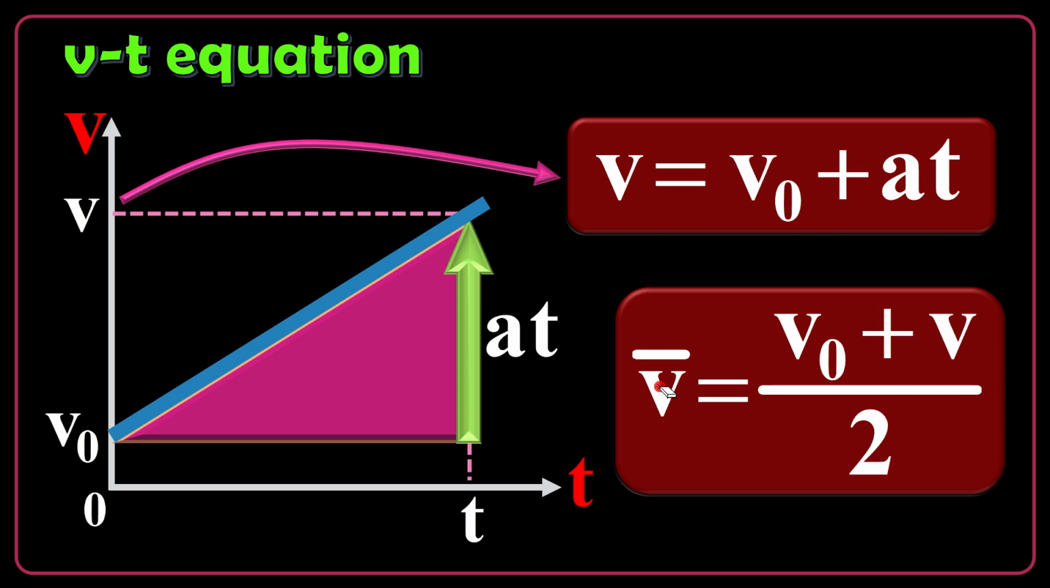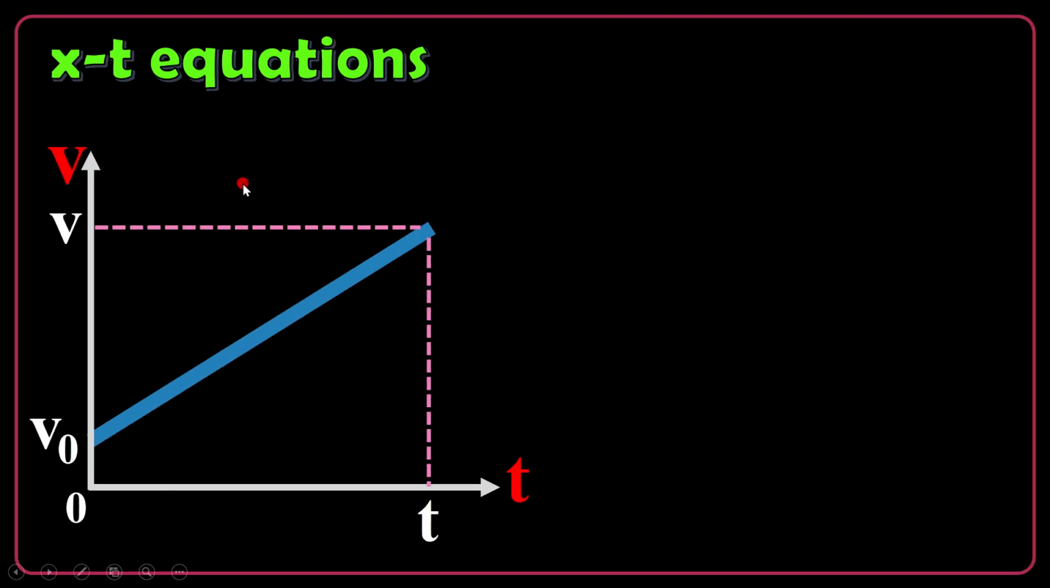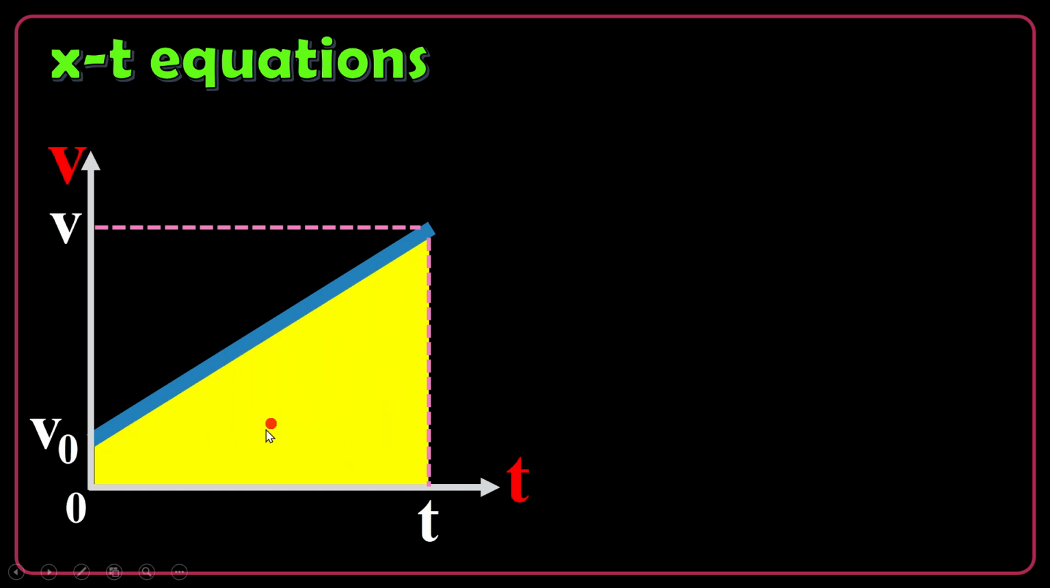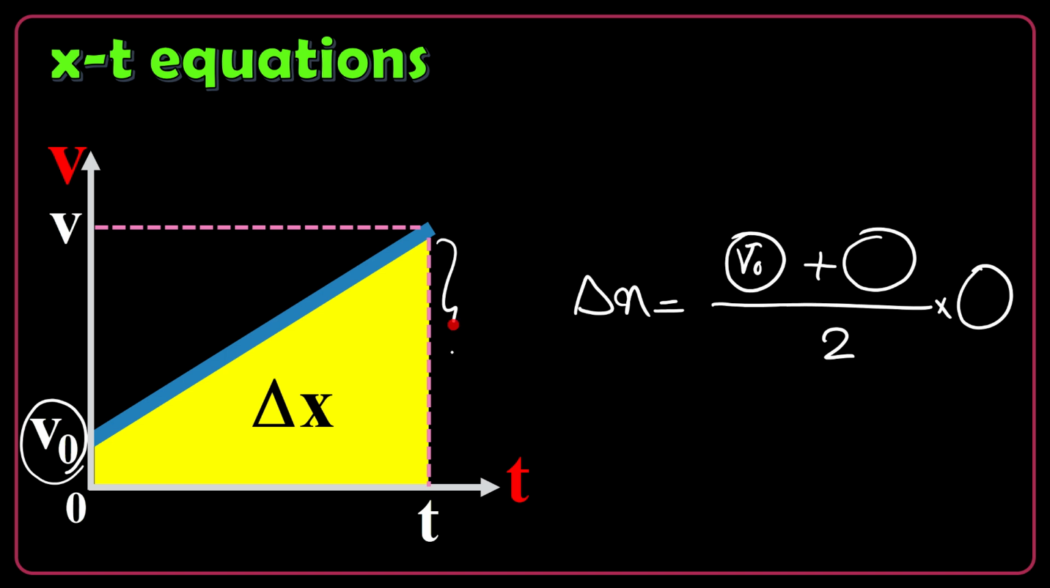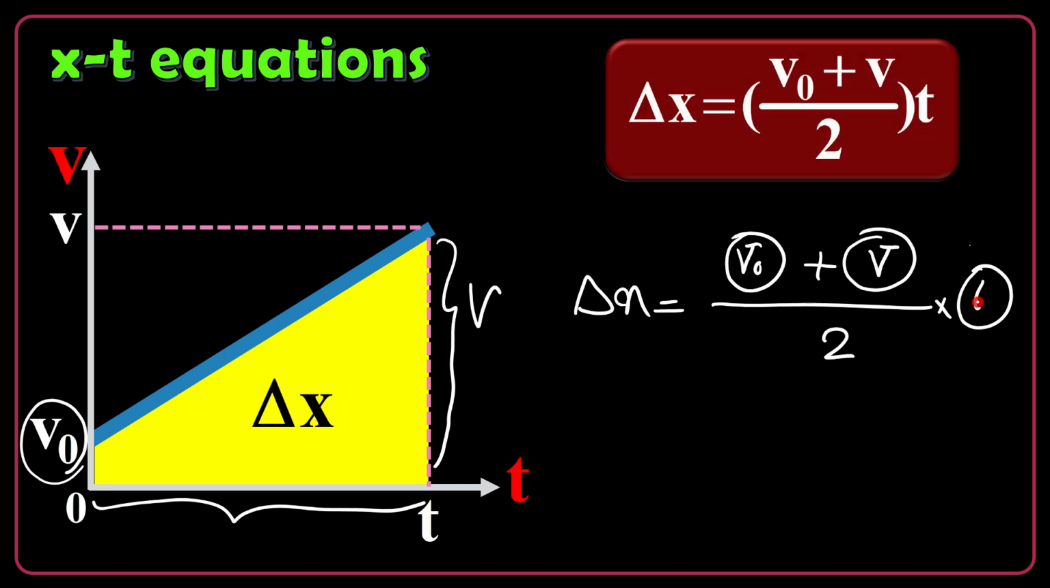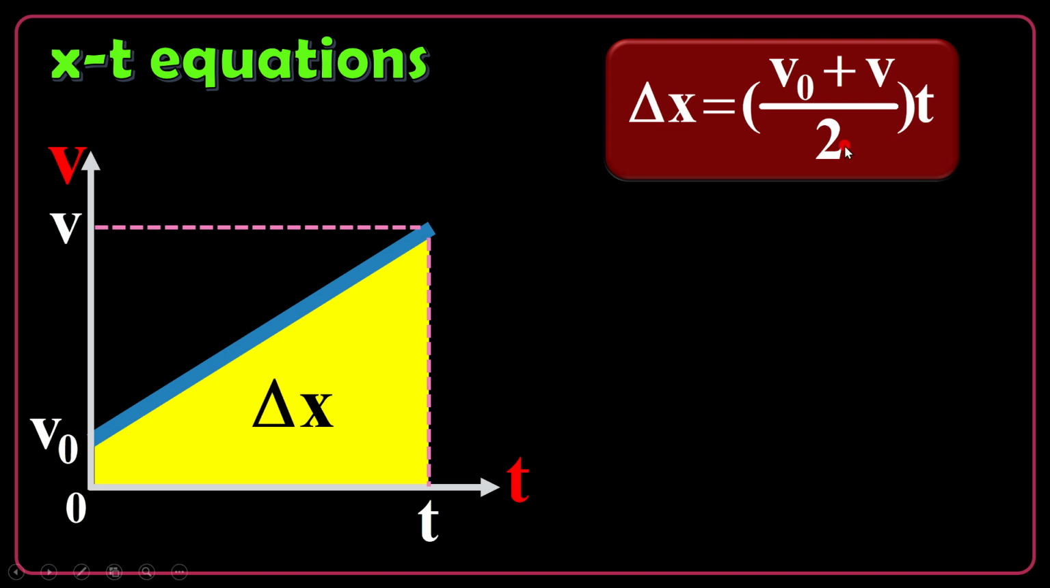Okay, let's continue for xt. I'll continue with the same VT graph to extract xt equations. You remember, area under the VT graph is delta x. So if I shade this area and call it delta x, I will find the area of this trapezoid by this method. Delta x is going to be small base plus large base times height over 2. Small base here is v0, so I will write v0 here. Large base is v, so I will substitute v, and then height is t, so it's t. That's all. So delta x is going to be v0 plus v over 2 times t.